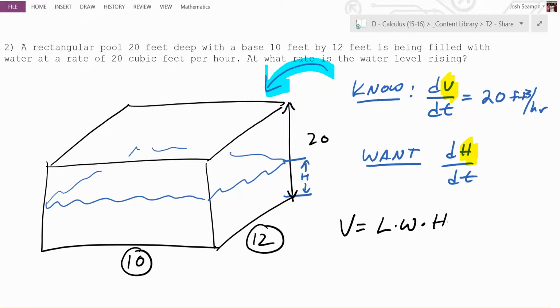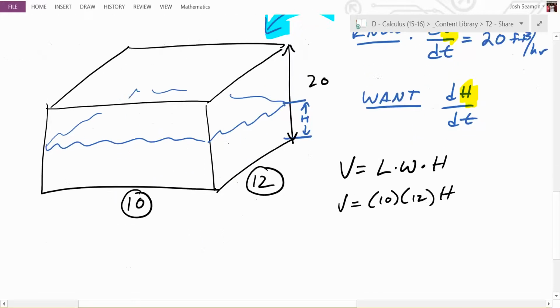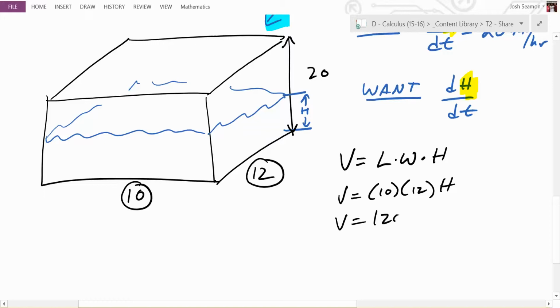In this case, though, what could you do first? Substitute first, because the length and the width aren't changing. You could substitute length and width here. What are L and W? 10 times 12. You have 10 times 12 times H. So what do you have? 120H. That's a heck of a lot easier to differentiate.